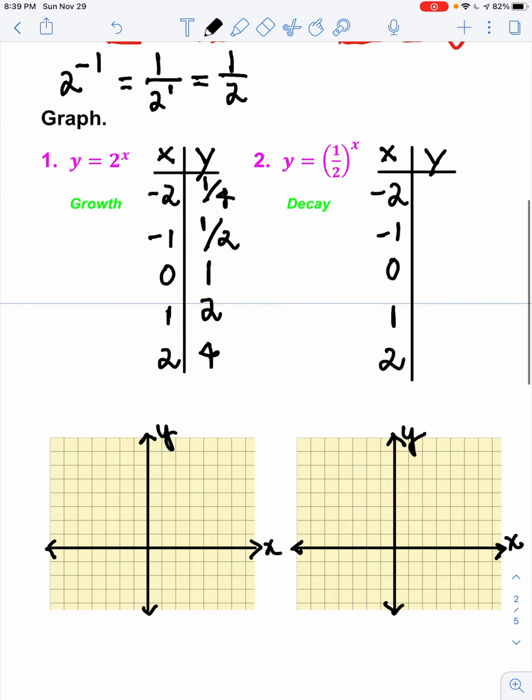So if I go down below here and graph these points, negative 2, 1/4 would be really low. The negative 1, 1/2 would be maybe there, 0, 1, 1, 2, and then 2, 4. You start to get the idea of what your graph's going to look like. It's going to pass through these points, and approach the x-axis, but never cross it. This is called an exponential growth graph.